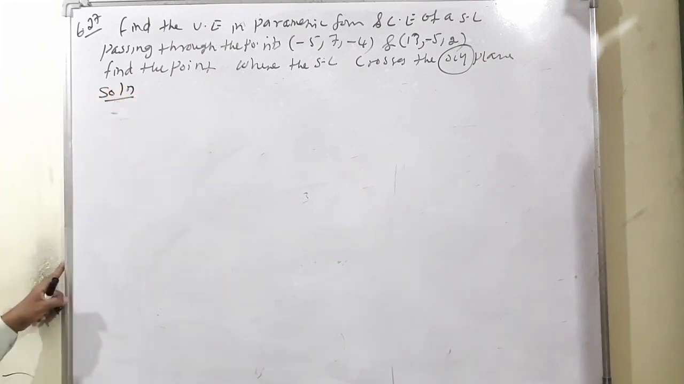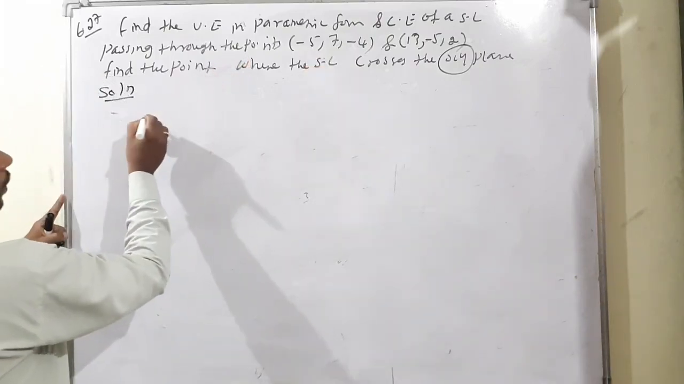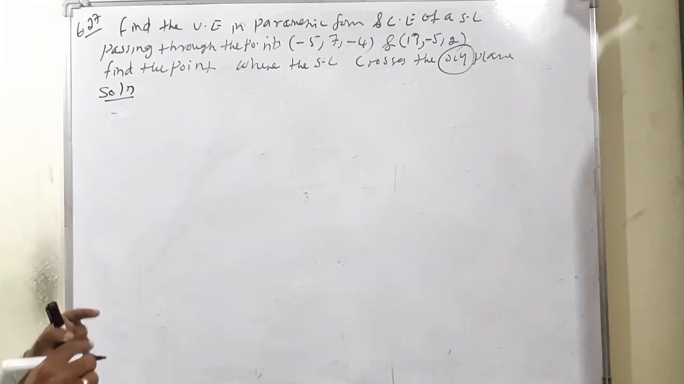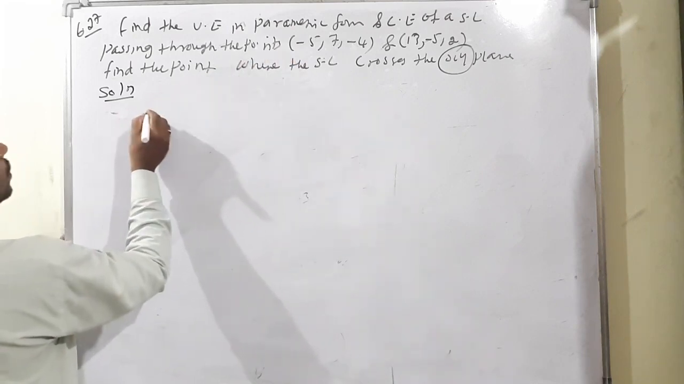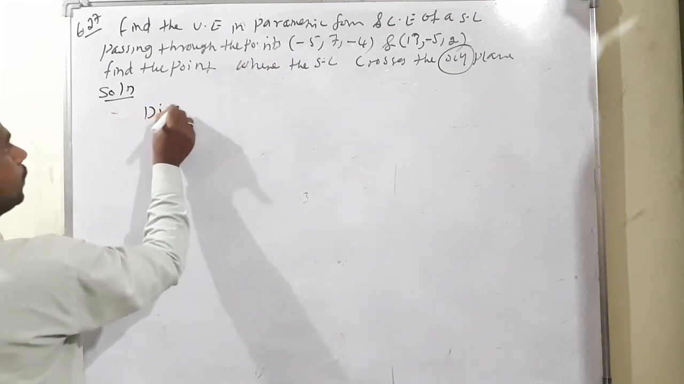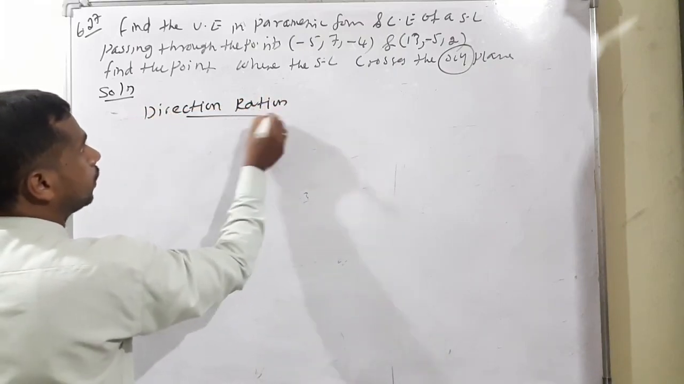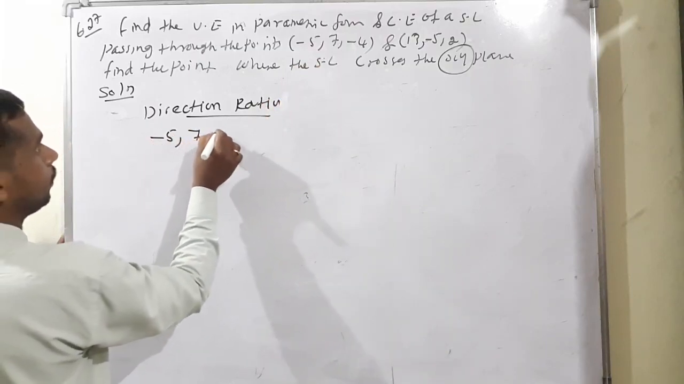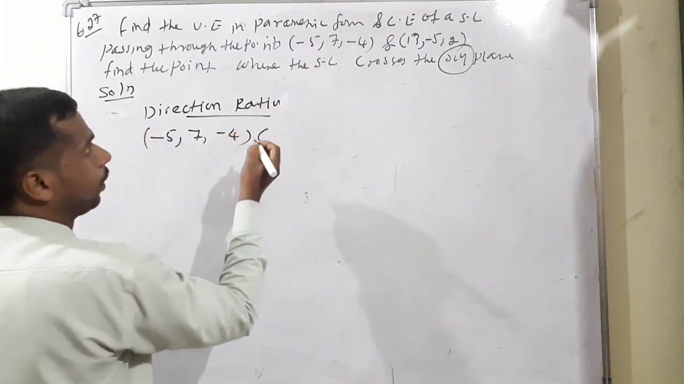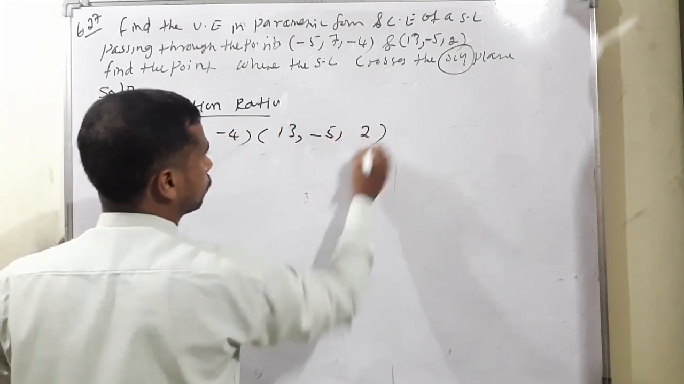So one by one we can apply. First, the solution. Given two points, no? I would like to read it, because first we need to find the b vector, and then only we can apply. How do we find it from the two points? Using the direction ratio, isn't it? The given two points are (-5, 7, -4) and another point (13, -5, 2).